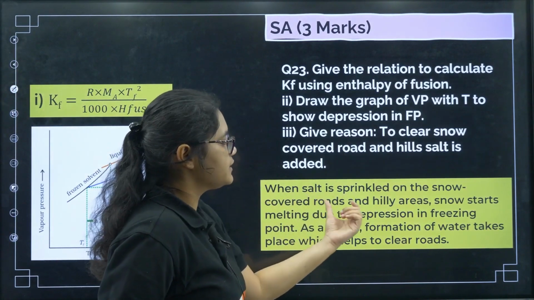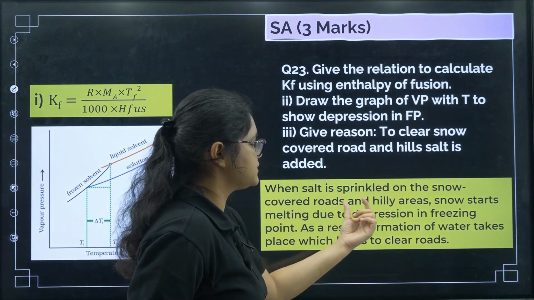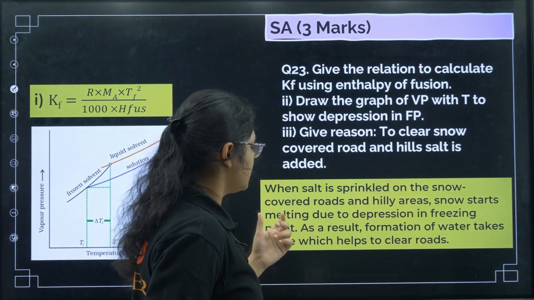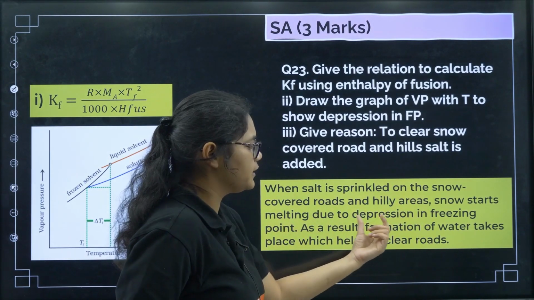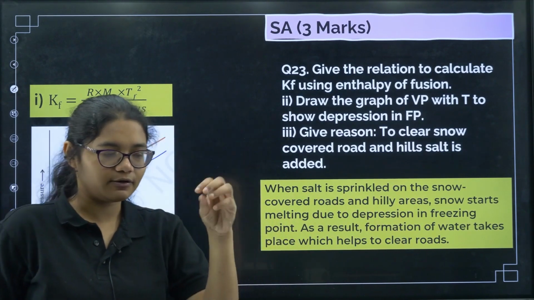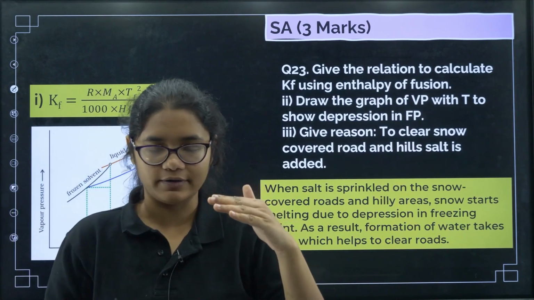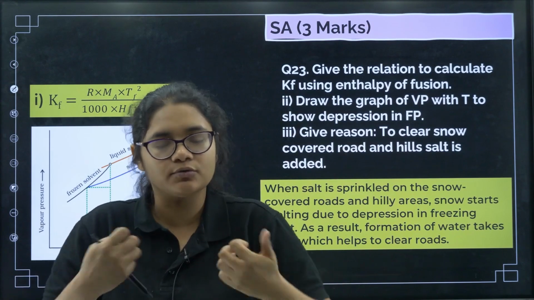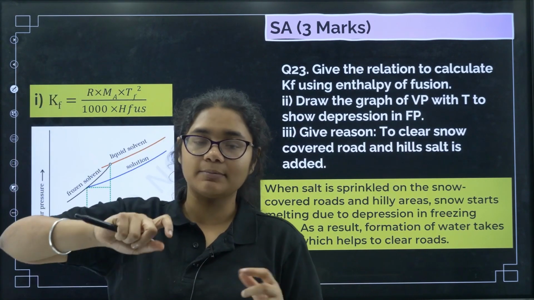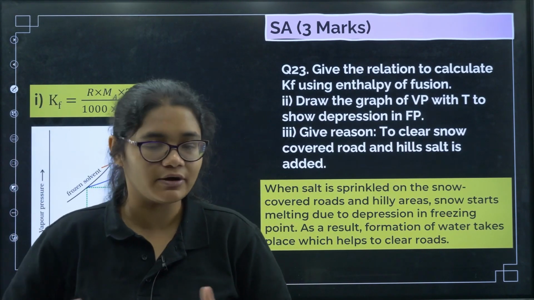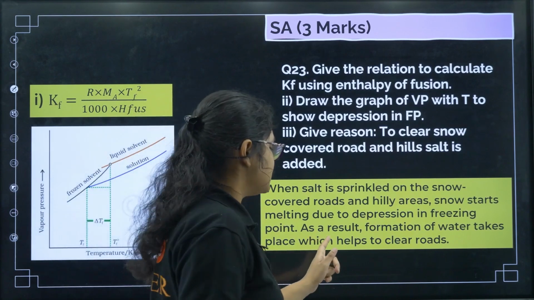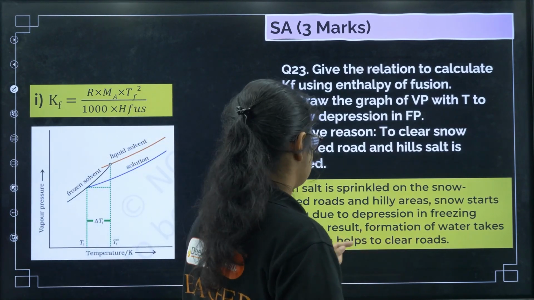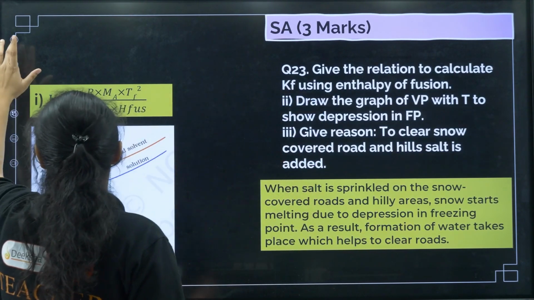See, when salt is sprinkled on the snow covered roads and hilly areas, the snow starts melting due to the depression in freezing point. So when you have added it, it will decrease the freezing point, right? So the temperature which is present now is not the freezing point, so that's why the snow will melt. If you go to the lower temperature, at that temperature it will freeze. Now it will not freeze. So as a result, the formation of water takes place, which helps to clear the roads.